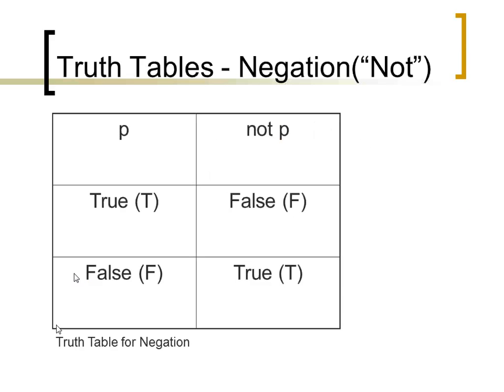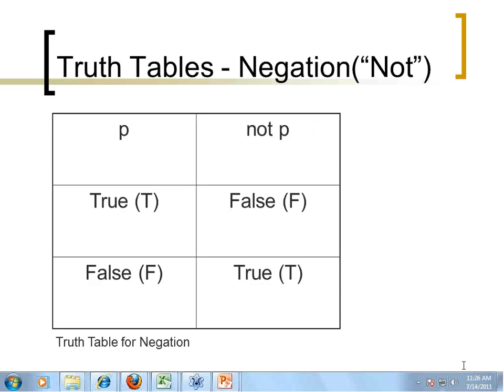And here we are looking at the negative truth table again, just for a reminder. Anything that isn't true, if P is true, then not P would be false. And if P is false, then not P would end up to be true. So here we have the opposites coming out again for the negative truth table.